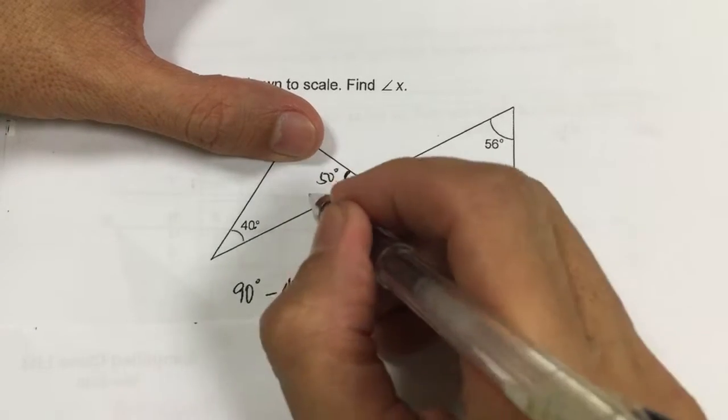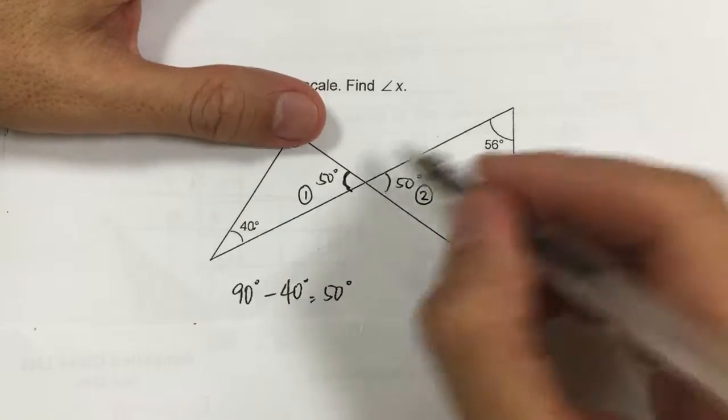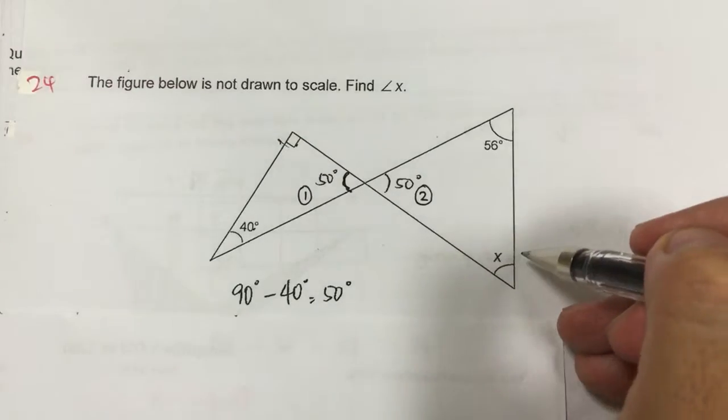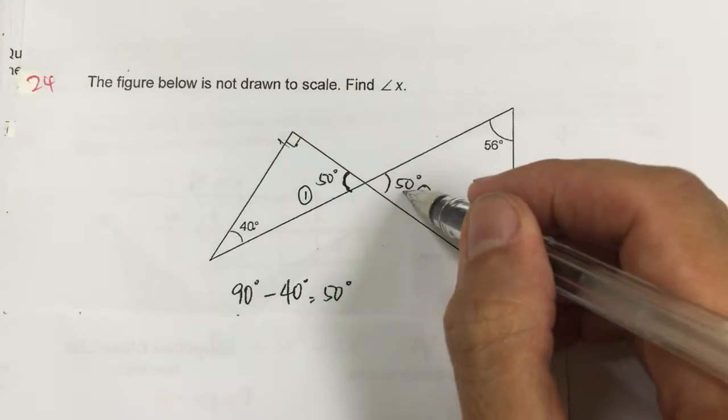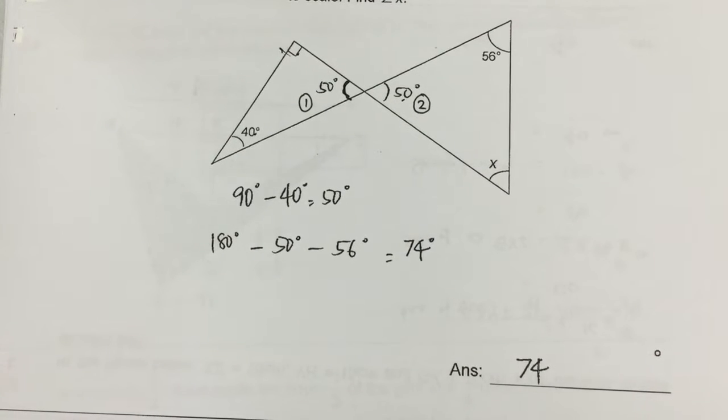This is 50, step 1. This one will also be 50, step 2, vertically opposite angles. I have 50, I have 56. Can I find x? Yes, right. I take 180 minus 50 minus 56. Answer: 74 degrees.